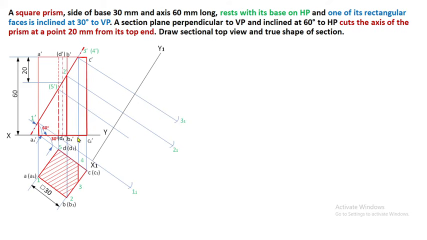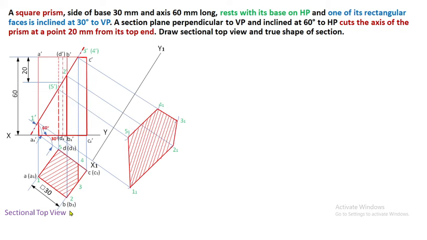Similarly, we can measure the distance from xy of 4 and get 4, 1. Finally, it is 5. Measure the distance of 5 from xy. The corresponding 5 dash projector is here. Make it 5, 1. Join all these 1, 1, 4, 1, 5, 1 and do hatching inside this shape. This is the true shape of section.